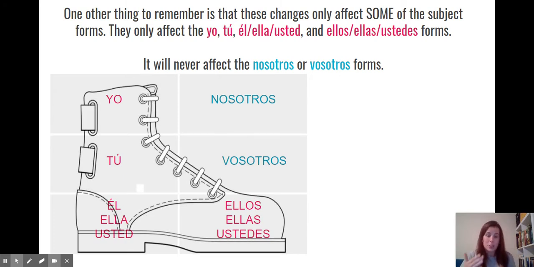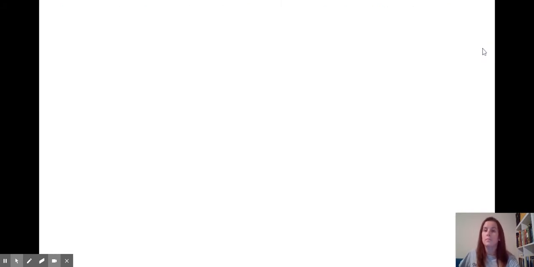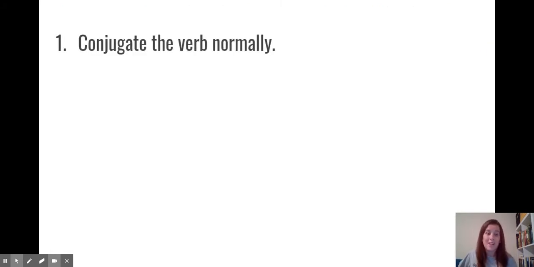These verbs are called boot verbs for a good reason. If I overlay this picture of a boot, you can see what I mean. You can see the yo, tú, él, ella, usted, and ellos, ellas, ustedes forms fit within that boot shape, right? However, the nosotros and the vosotros forms don't fit in the boot shape, so they're excluded from the stem change, just like they're excluded from the boot. They're just not part of the boot, so they don't get the boot verb change.